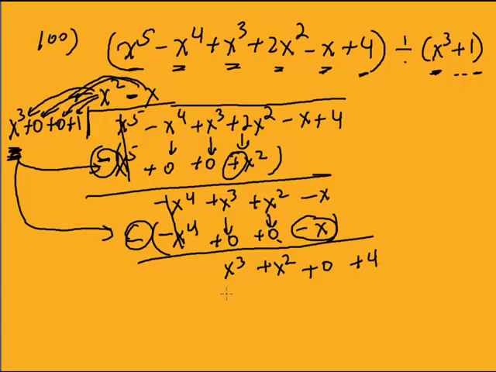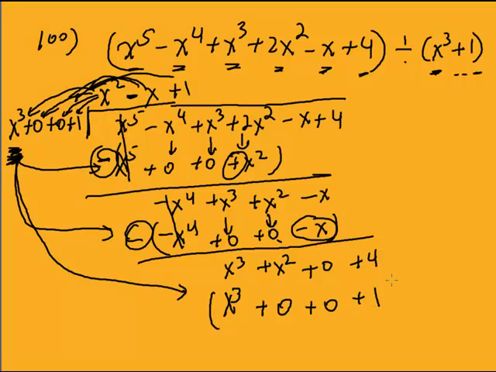Okay, copy down my first term again, x to the third. I have to ask myself, what do I need to multiply this by? Okay, I just need plus 1. So I'm going to put plus 1. When I'm finished multiplying everything by 1, then I'm going to get plus x to the third. I already have that. So 1 times 0 is 0, and 1 times 0 is 0, and 1 times 1 is 1.